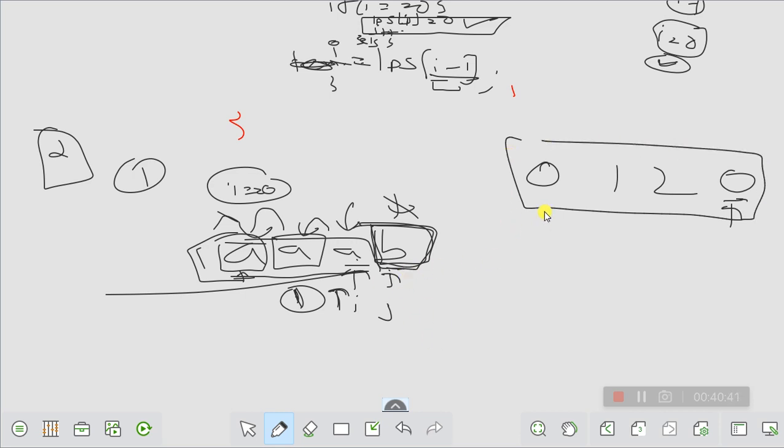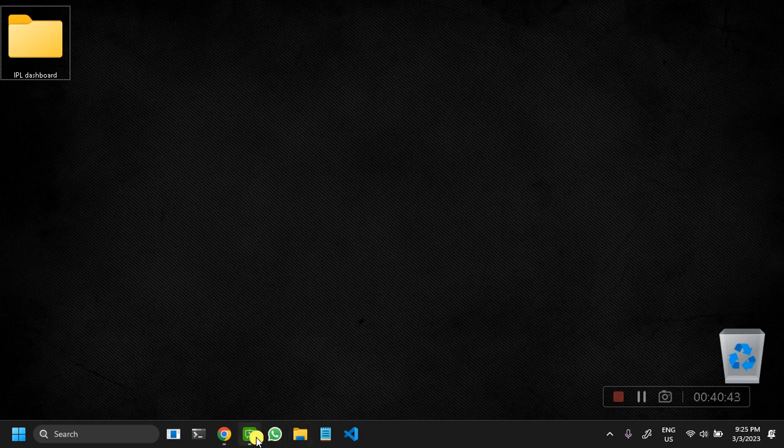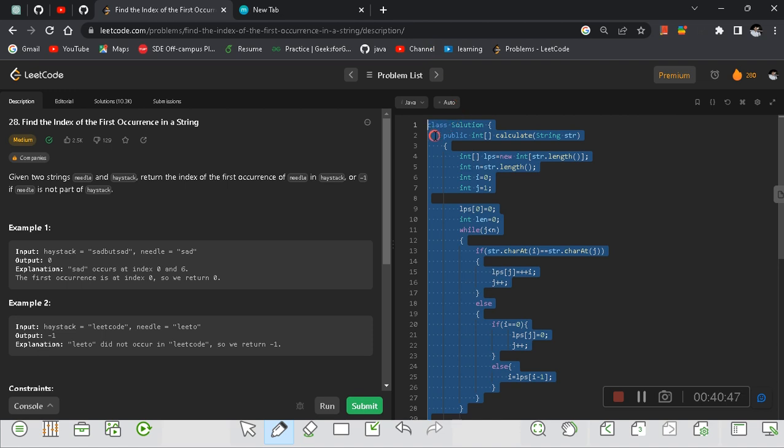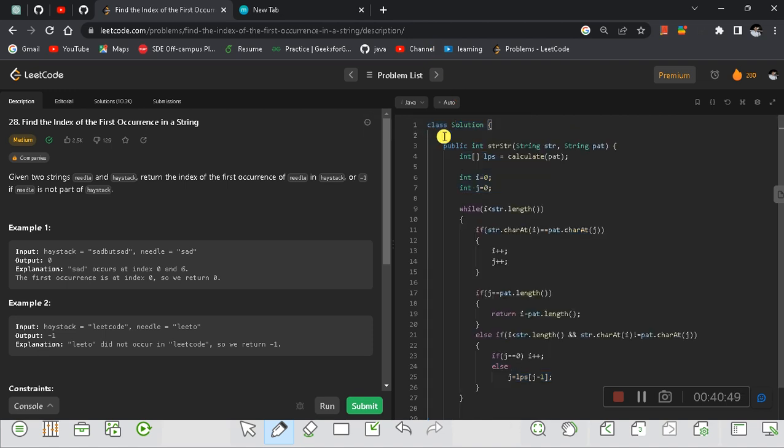So now I'm just going to implement my LPS function. Let me remove this implementation, and I'm going to have a public int array function, let's say calculate, and I'm going to have my string str.